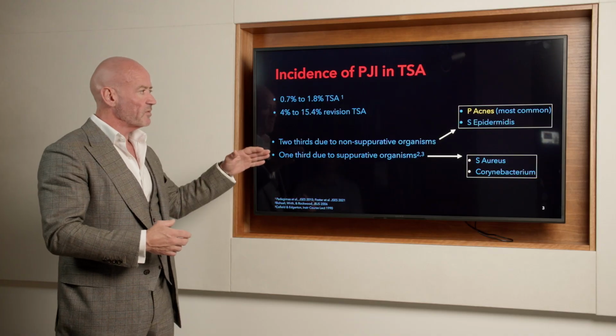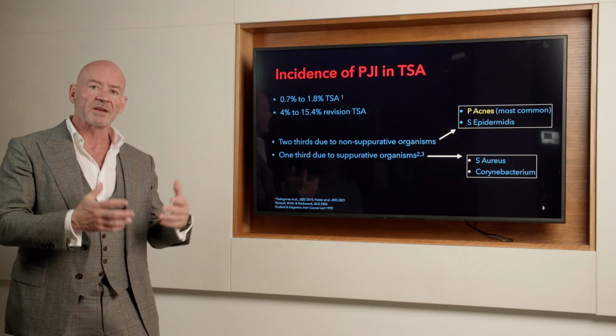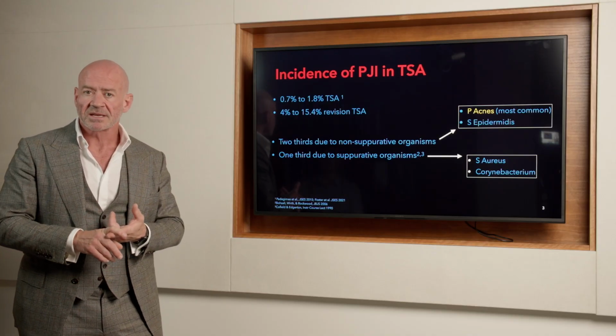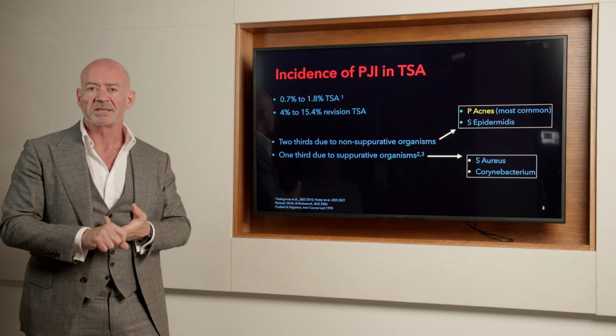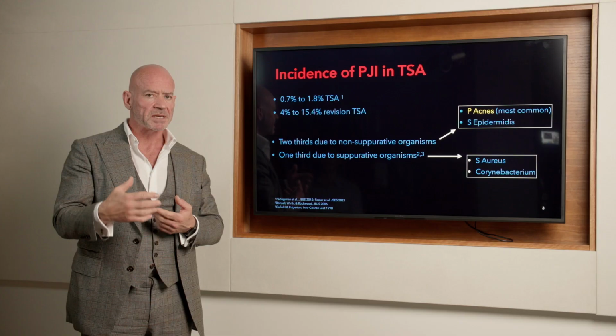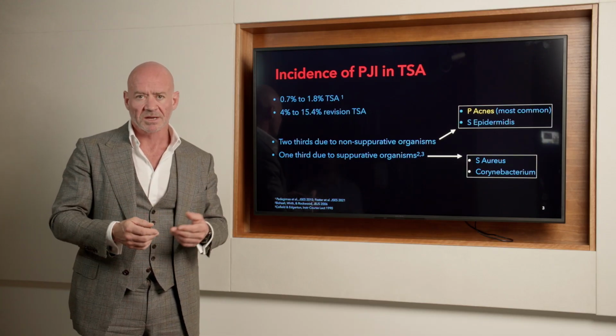The non-suppurative organisms, the ones that don't produce pus, are the most common infective organisms in the shoulders: Staph epidermidis and Propionibacterium acnes, which is now called Cutibacterium acnes. In the hips and knees, it's the other way around. About 2/3 are suppurative and 1/3 non-suppurative.